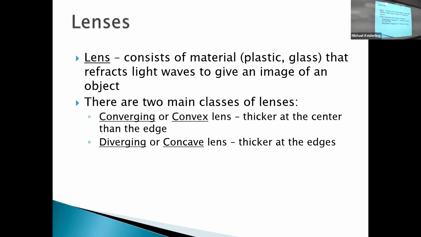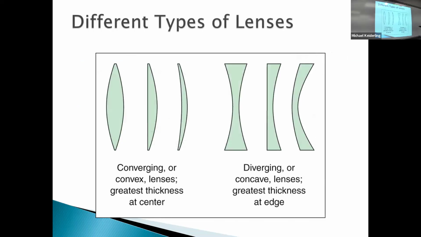So there are 2 main classes of lenses. There are converging or convex lenses, which are thicker at the center than the edge, and diverging or concave lenses, which are thicker at the edges than the center. So converging lenses with positive focal lengths look like this. Diverging lenses with negative focal lengths look like this.